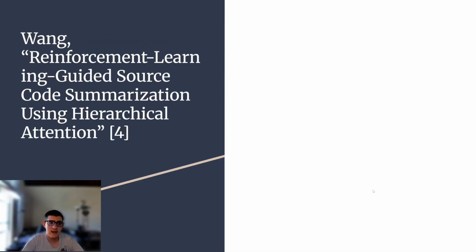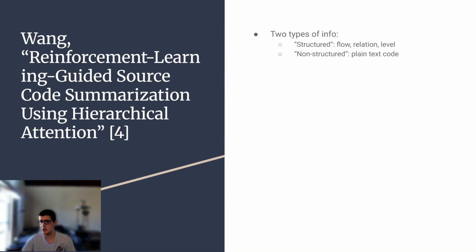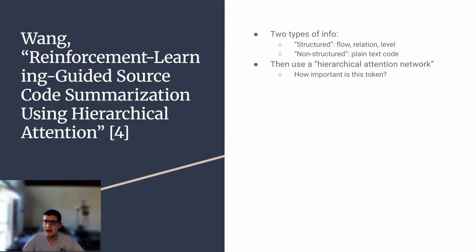The next article is Reinforcement Learning Guided Source Code Summarization Using Hierarchical Attention. The article identifies two types of information that models use, either structured, so information relating to how the pieces connect, and non-structured, so essentially the plain text of the code. They then use a hierarchical attention network to identify how important is this individual token and how does this token fit in. Tokens form statements and then statements form functions.